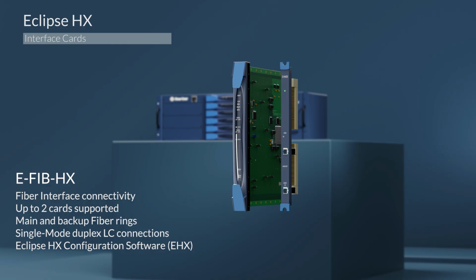The card can be configured to use between 16 to 192 ports and can support up to 1,024 audio channels, which are allocated by the EHX to the connected matrices. And each E-FIB also includes two single-mode SFP transceivers.